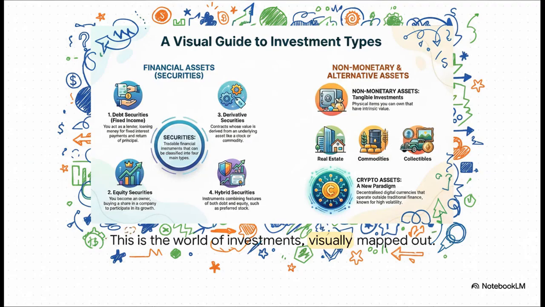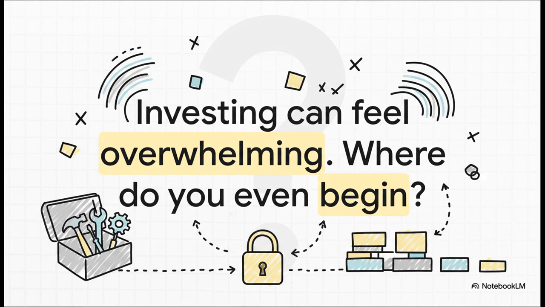Okay, so at first glance, the world of investing can look, well, incredibly complex. It's like trying to read a map in a language you've never seen before. There are dozens of terms, categories, arrows going everywhere. It's a lot. And honestly, it can feel pretty overwhelming. So where on earth do you even begin?